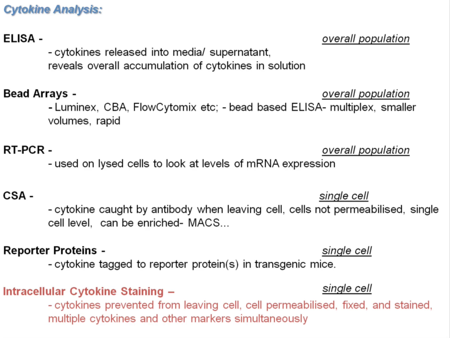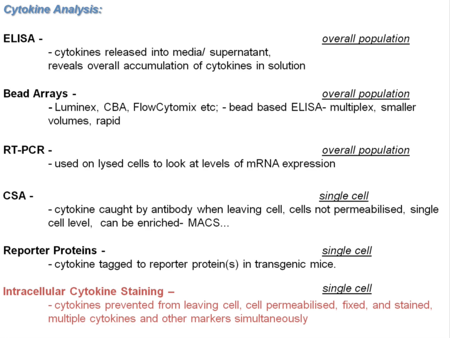There are also reporter proteins where we can transfect tagged cytokine proteins in transgenic mice. Obviously, this is just a facility within mice rather than humans, and there's obviously a lot of technical and somewhat expensive development costs to develop these mice.